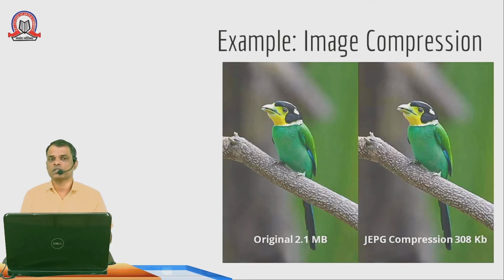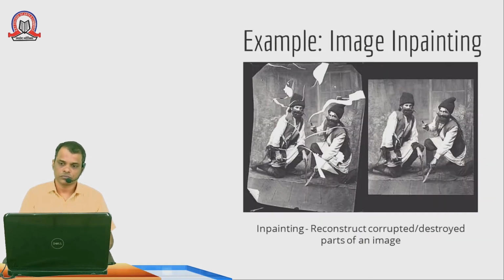So first we have seen what an image is. Second, we are seeing the different examples of image processing. This is image inpainting. Inpainting means correction. Inpainting is reconstructing corrupted, destroyed parts of an image. So this is a destroyed image, and we get a new image out of that. This is called image inpainting. This is again an example of image processing.